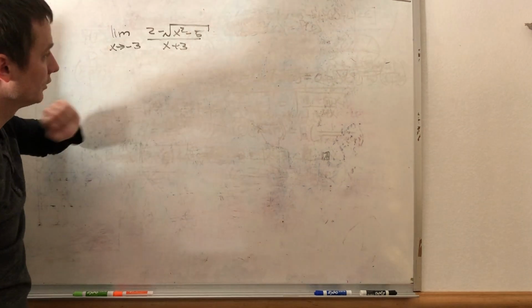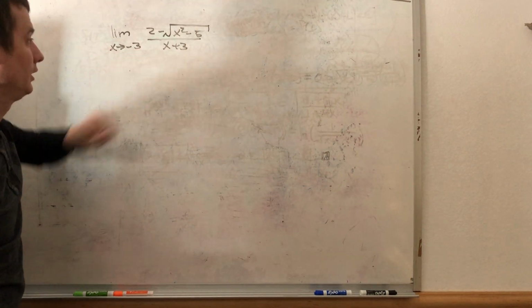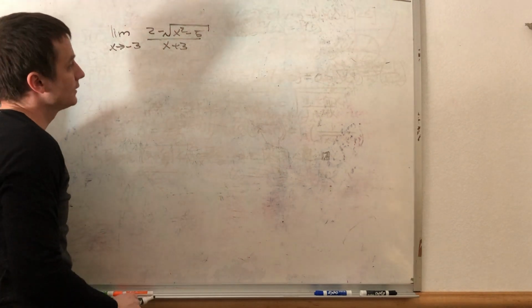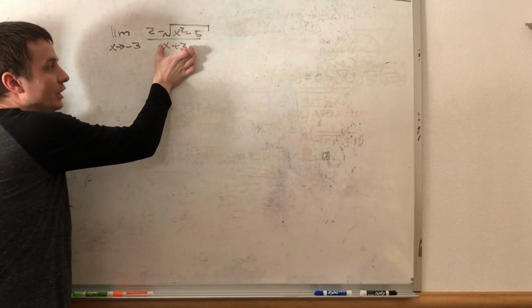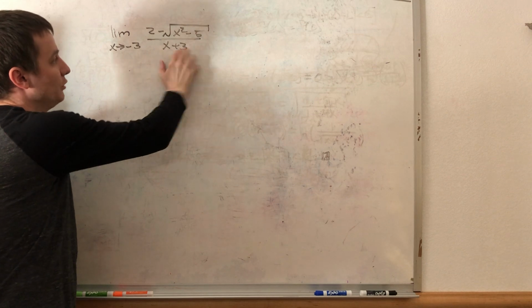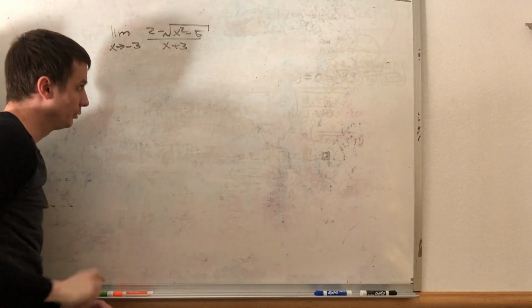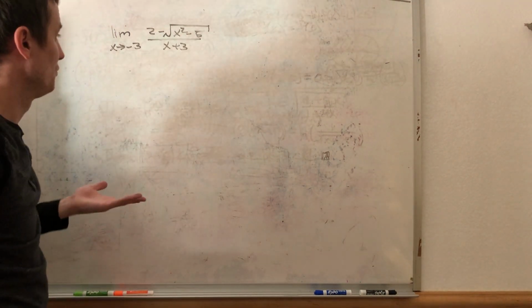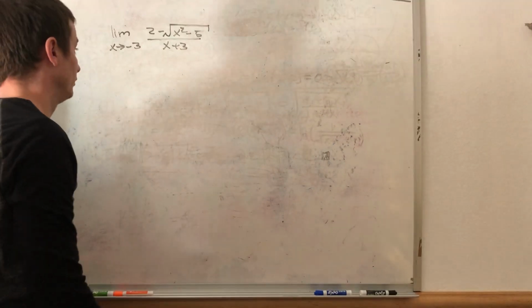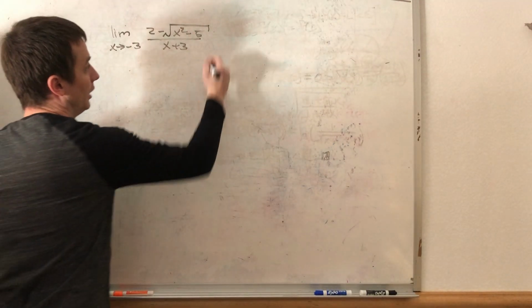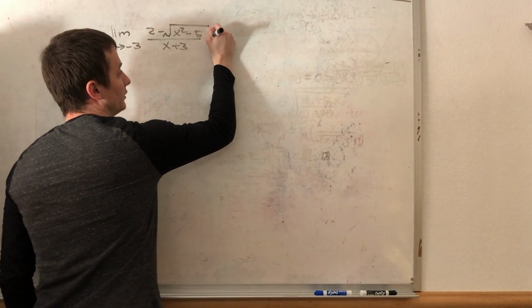So we need to manipulate this expression so that we can plug in that negative 3. Our whole task here is to get this x plus 3 term out of the denominator. If we can somehow get an x plus 3 to show up in the numerator, then we're happy. There's no way around it except to play with the expression. The way I'm going to play with it, I'm going to multiply it by 1. I'm going to multiply it by a special 1.